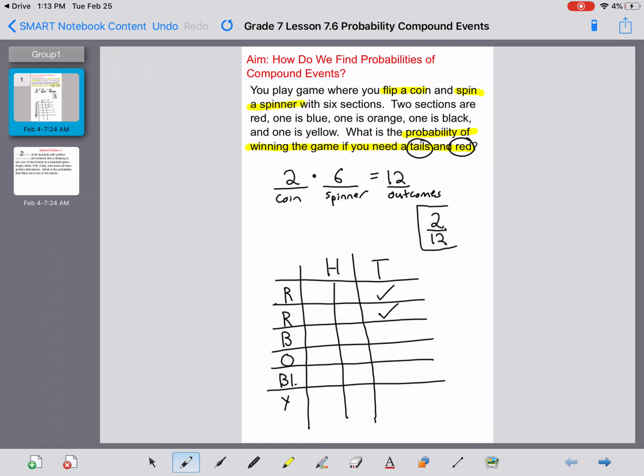Now I always want to reduce my fractions. So 2 over 12, I can reduce that to 1 over 6. So the probability of winning the game if I need a tails and a red is 1 out of 6.